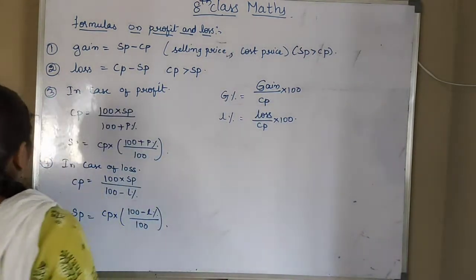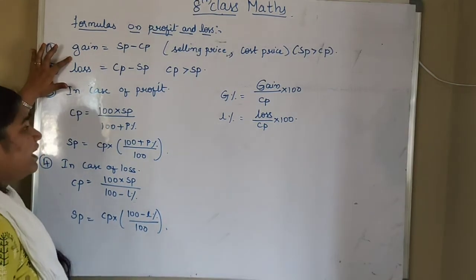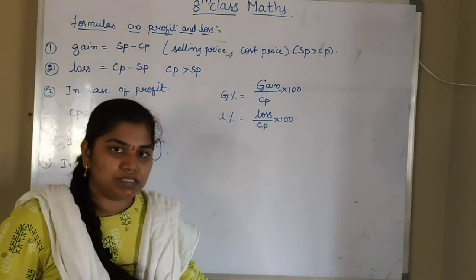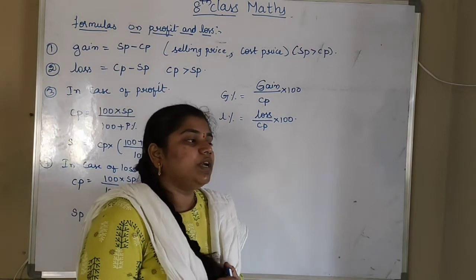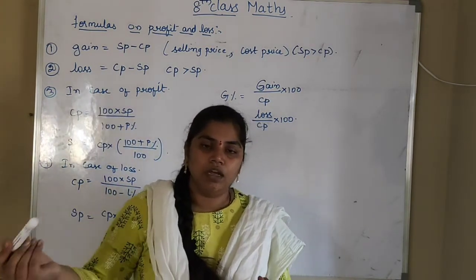So here, formulas on profit and loss. First one is what? Gain. Gain is nothing but SP minus CP. SP is nothing but selling price and CP is nothing but cost price. That means for getting the gain value, always the selling price should be greater than cost price.